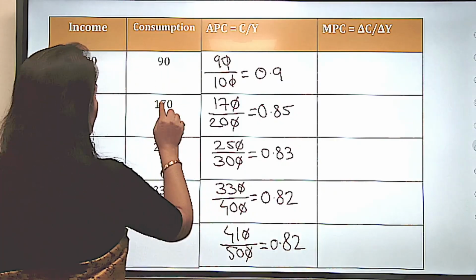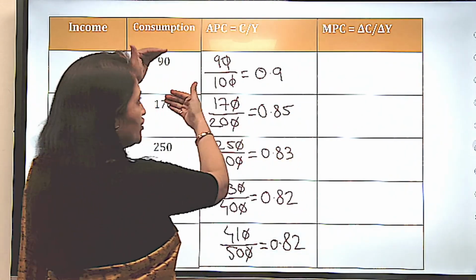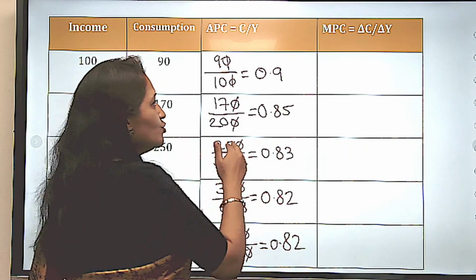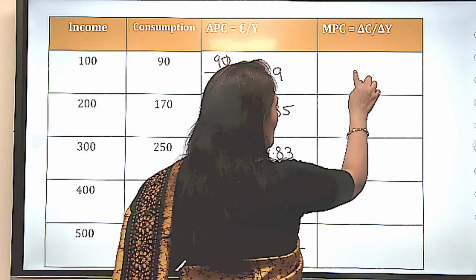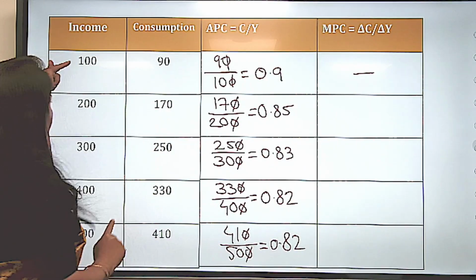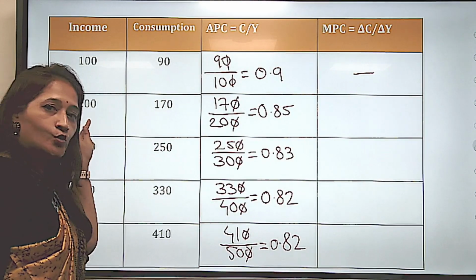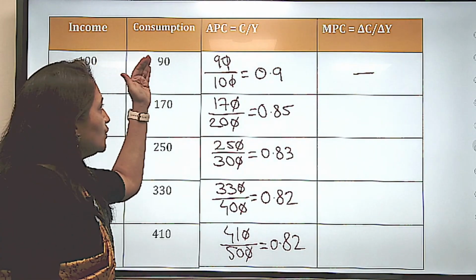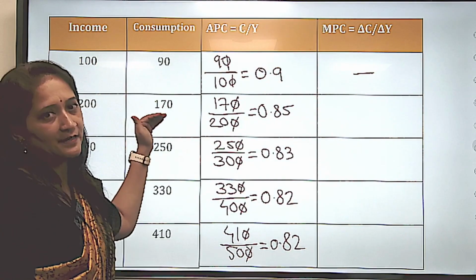So how is it? First, actually there is no change. The first period we are having is the first period. So there is no change. It's the first time, so we have to take it as a dash. In the second period, you can see income has increased from 100 to 200. And as a result, consumption has also increased from 90 to 170.